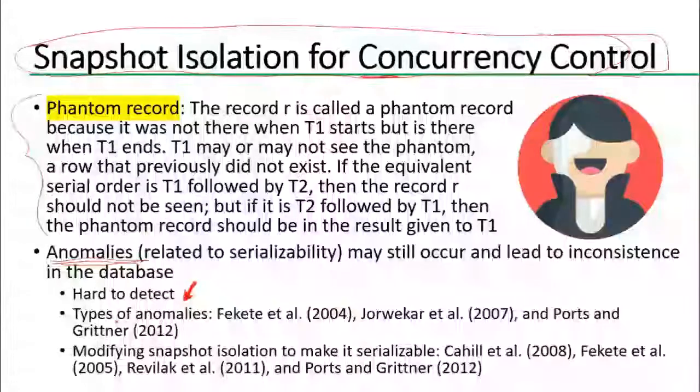For more types of anomalies that can happen, not just for snapshot isolation, but for other concurrency control methods, you can read these papers. This is scientific literature on the topic, relatively recent, and also how to modify snapshot isolation to make it serializable. This is a challenge, right? So this seems a gold mine. So there's some research in this direction.